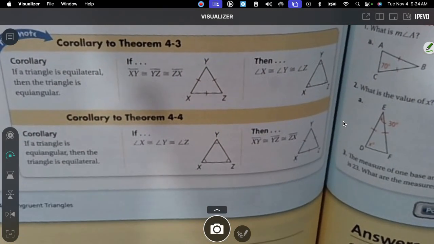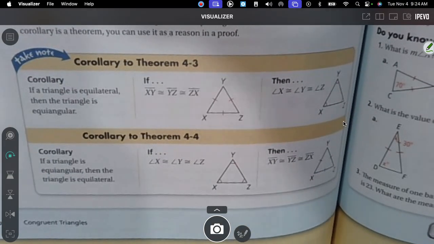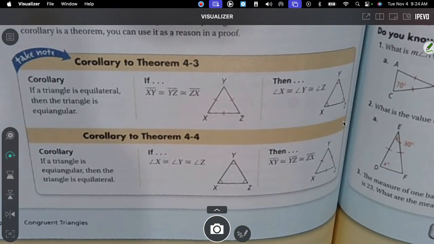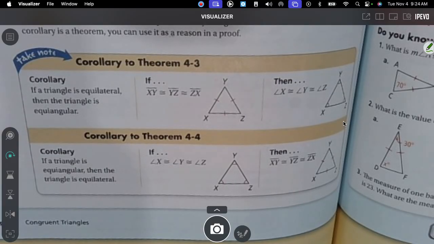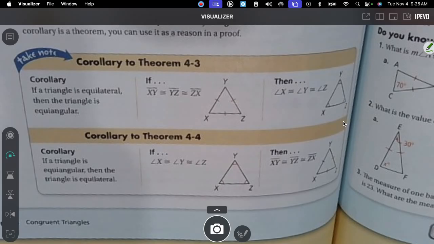It's about equilateral. Oh, I did spell equiangular. I could not find that a minute ago. It's about equilateral and equiangular triangles. If all the sides are the same, then all the angles are the same. If all the angles are the same, then all the sides are the same.